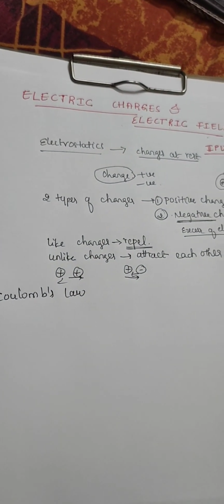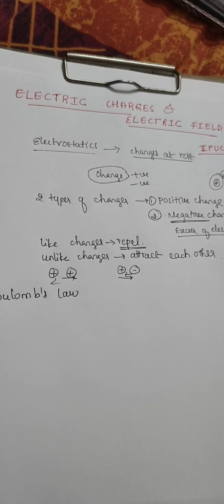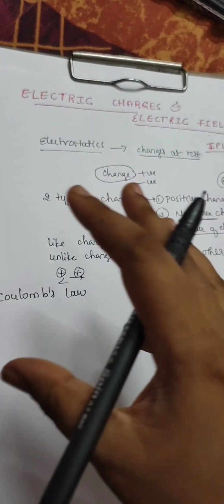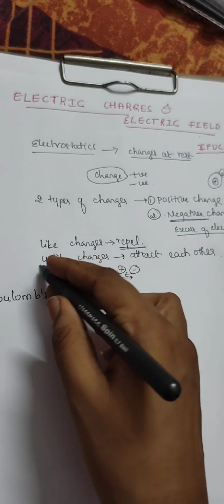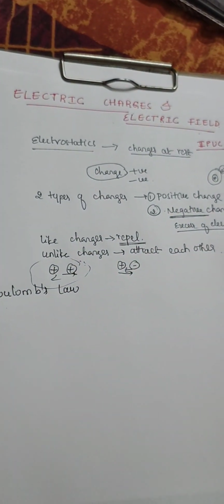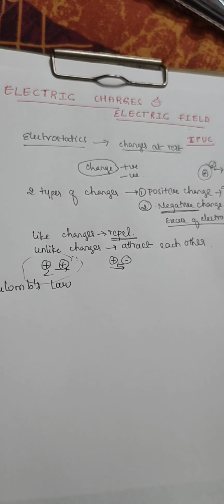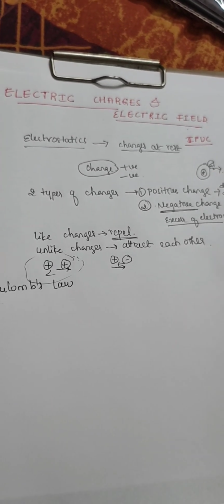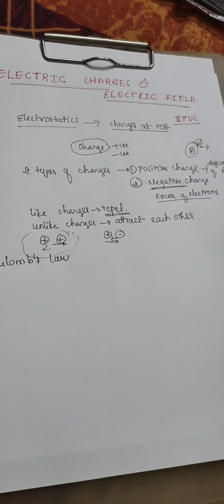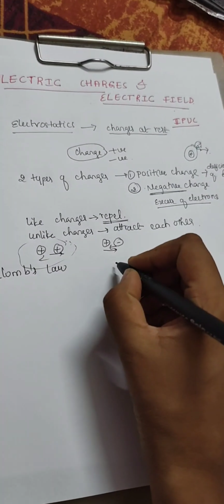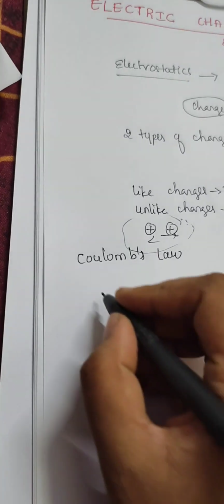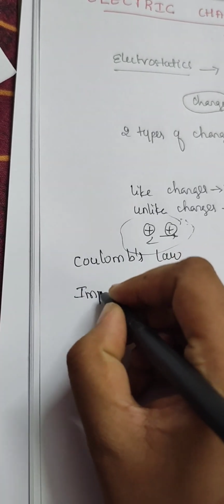The influence of a charge in the surrounding space: whenever there is a charge at rest, there is some influence of that charge around it in the surrounding space, right? That is what we refer to as an electric field. In this chapter, Electric Charges and Electric Fields, we are going to discuss some important concepts.